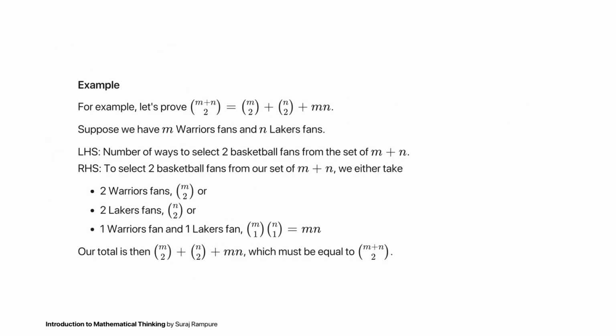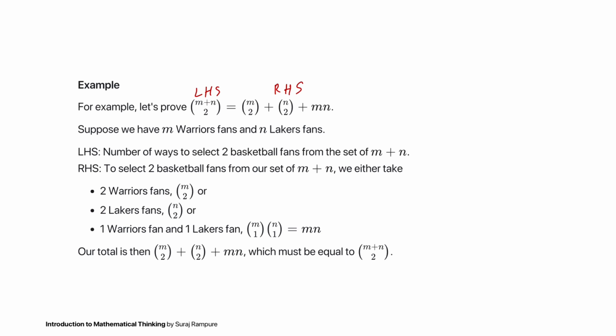Okay, let's look at another example. Suppose we want to prove that m plus n choose 2 is equal to m choose 2 plus n choose 2 plus m times n. So what we need to do is give some sort of argument as to why the left-hand side and the right-hand side both count the same quantity. So suppose we have m Warriors fans and n Lakers fans. The left-hand side is the number of ways we can just select 2 of these fans.